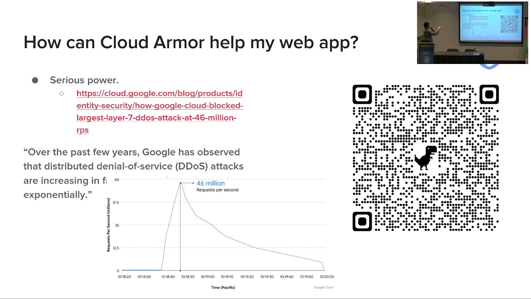And then you can see requests per second in the millions, peaked at 46, and then over the next minute, I suppose, it dropped off. But it still was at 12.5 million requests towards the end there. So yeah, there's a lot going on. That's how Cloud Armor can help protect from that point of view.